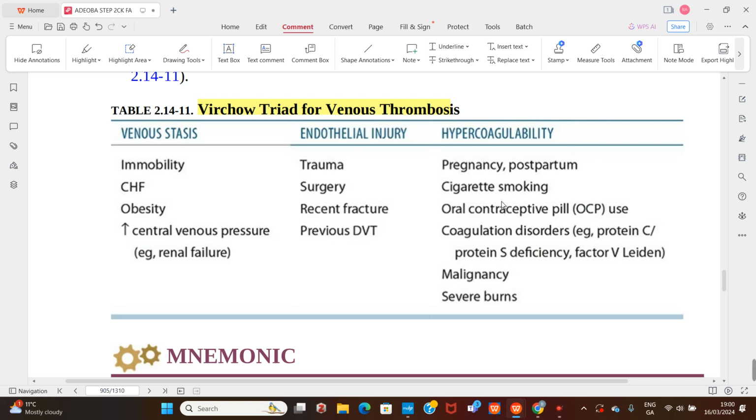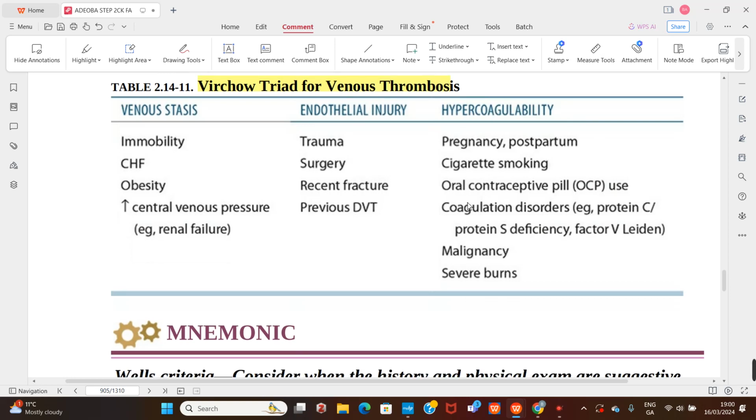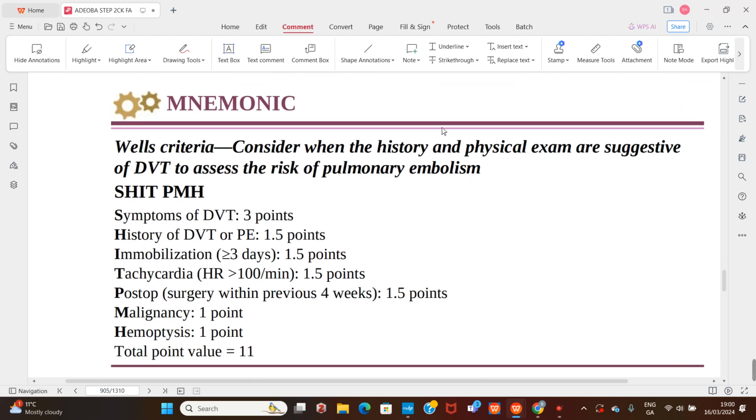Someone that has had a lot of use of OCPs, they are highly thrombogenic. Smokers, thrombogenic. Coagulation disorders like protein C deficiency, protein S, factor V Leiden, antiphospholipid syndrome, all of them like that. Malignancy too, we already know this. Severe burn also increases expression of those clotting proteins, fibrinogen, everything is up in burn patients. So they have a very high tendency of throwing clots.